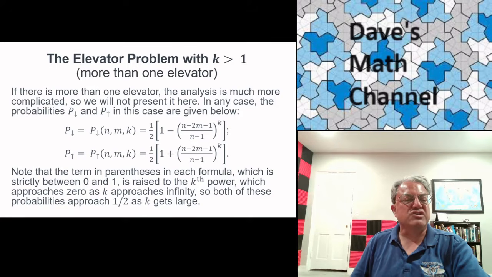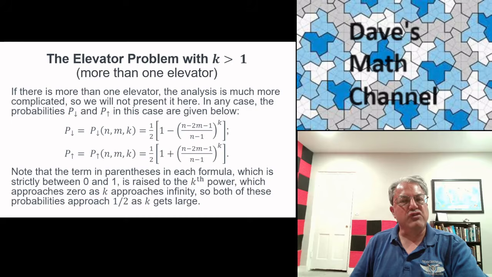But you should notice something interesting about these formulas. Notice that the quantity in parentheses in both terms is raised to the kth power. So what happens if k gets large? Say you have 100 elevators. Now, of course, you're never going to have that many, but you're raising a quantity that's strictly between 0 and 1 to a large power. And whenever you raise a number that's less than 1 to a large power, it gets very, very small. So as k goes to infinity, these probabilities do approach 1/2.